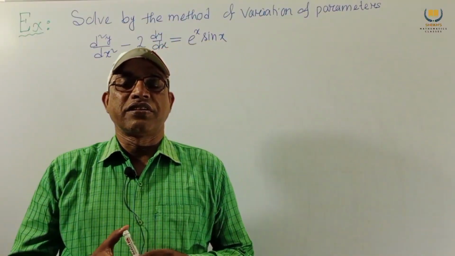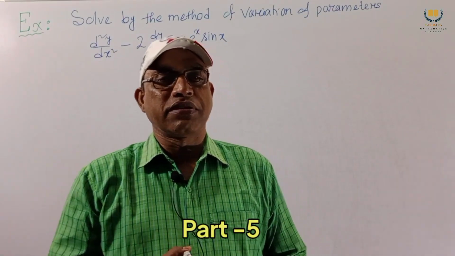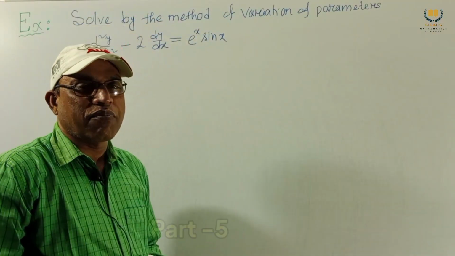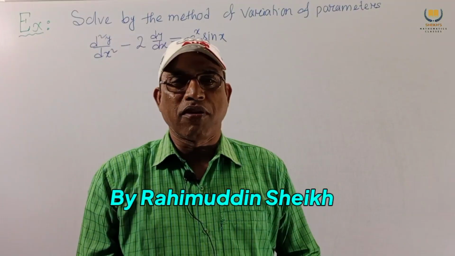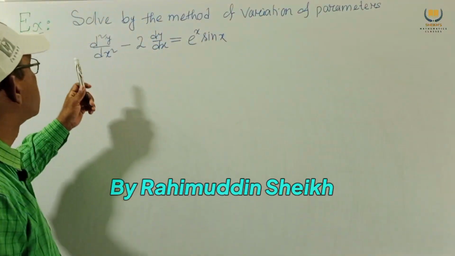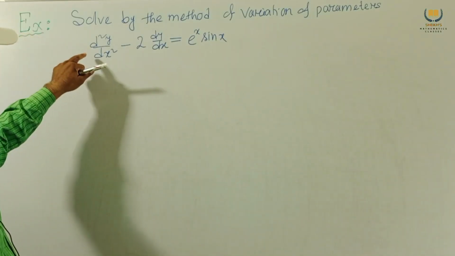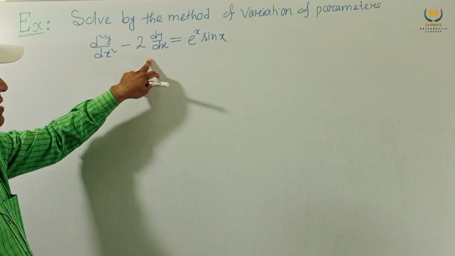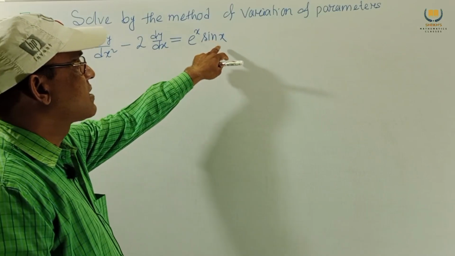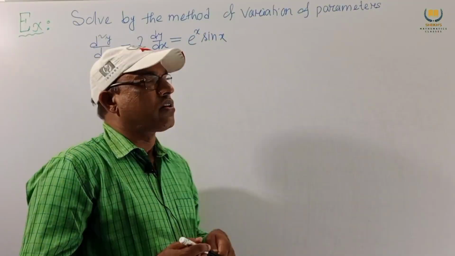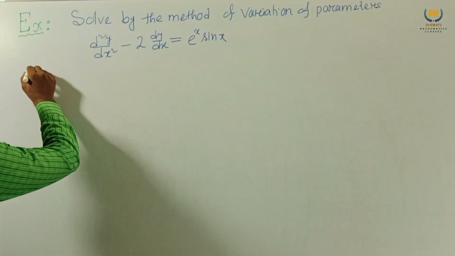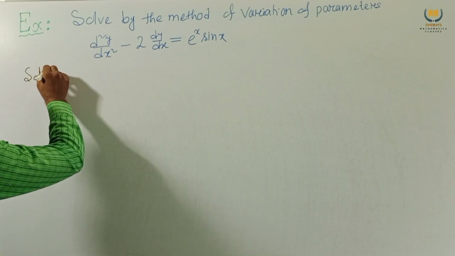So our main discussion is variation of parameters of differential equation. So we solved some problems. Now we consider the remaining problem. Solve by the method of variation of parameters d square y dx square minus 2 dy dx equal to e to the power x sin x. This is our problem. Now we want to solve this problem by using variation of parameter.